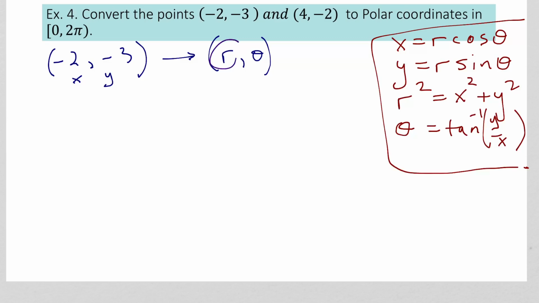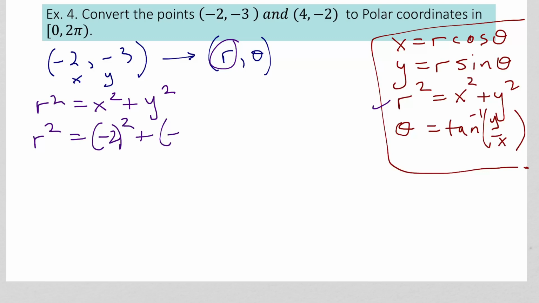So first let's find r. We're going to use the relationship r squared is equal to x squared plus y squared. r squared is equal to negative 2 squared plus negative 3 squared. So that's 4 plus 9, which is 13. So r is equal to root 13.